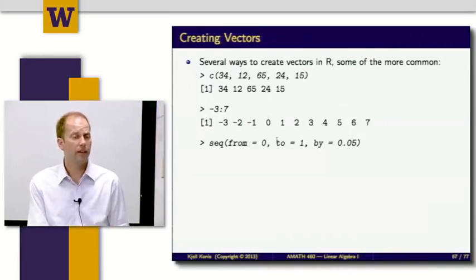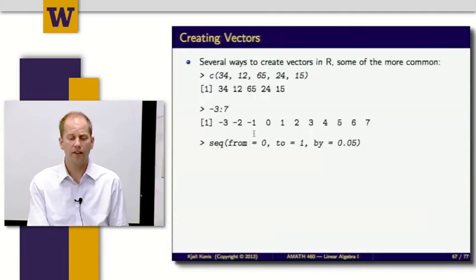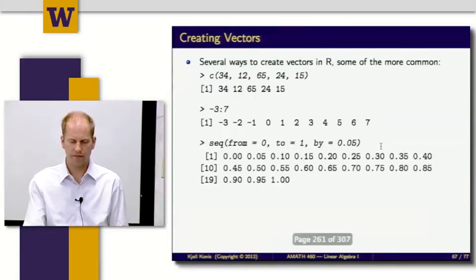If you want a little bit more control, there's a function called seq, which stands for sequence. I can give it multiple arguments. To find out what all the possible arguments are, you have to look at the help file for the function seq. Here I'm telling it I want it to start at 0, go to 1, and take steps of size 0.05. When I run this, it prints something like this out.